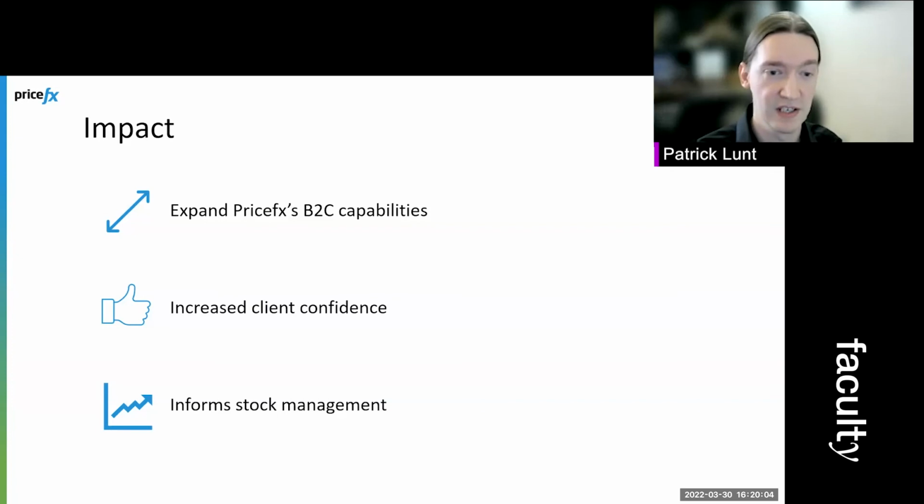It also has implications for stock management and stock replenishment, because if you have predictions for demand, then you know how much stock you're going to need in the future, and you can make adjustments accordingly.